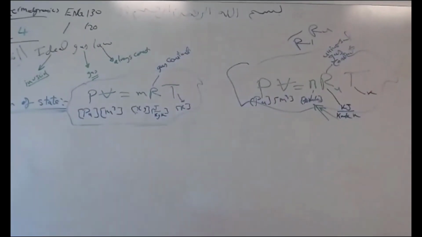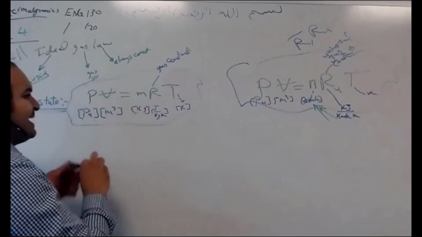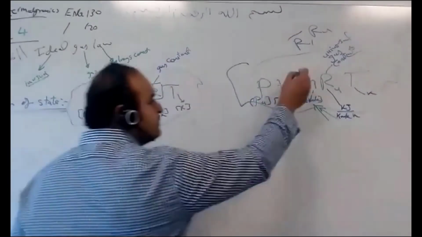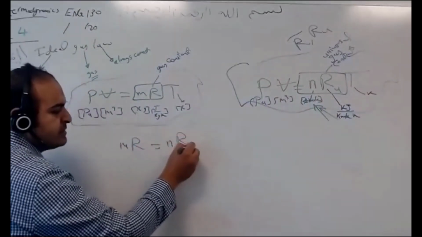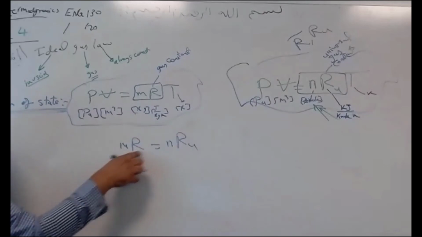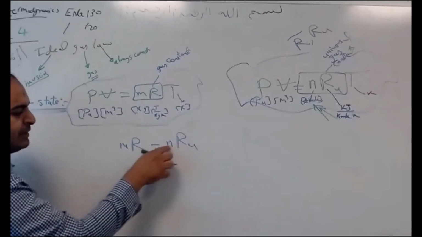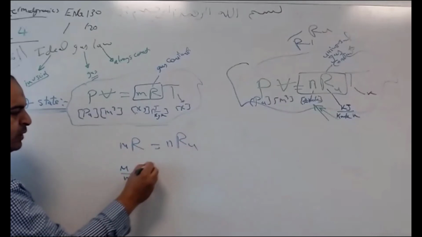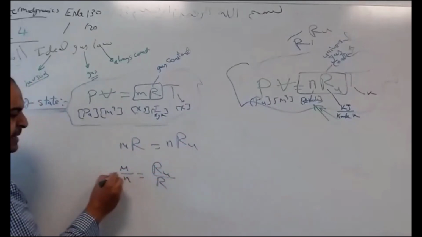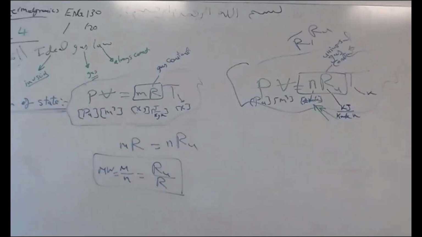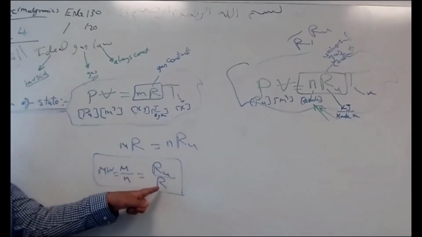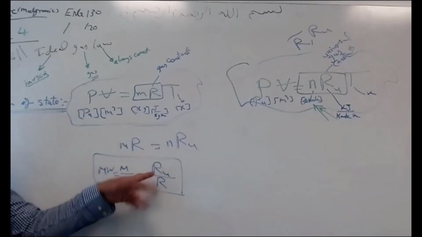PV equals mRT or PV equals N R universal T. So these two terms are exactly the same. So mR equals N R universal. This is joule per kilogram Kelvin, joule per kilomole Kelvin. So it's m over N equals R universal over R, and this is molecular weight. This is a very important relation. This is kilogram per kilomole. This is per kilogram. This is per kilomole. That's why it's reversed.